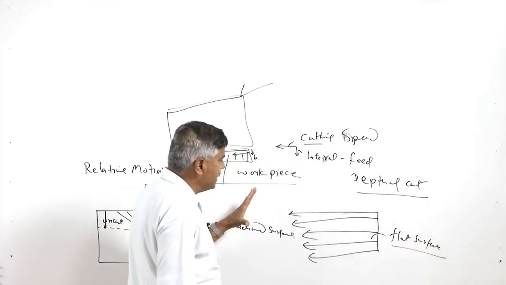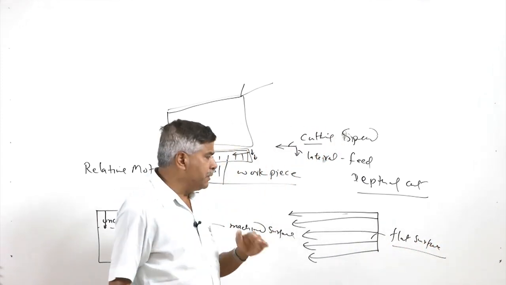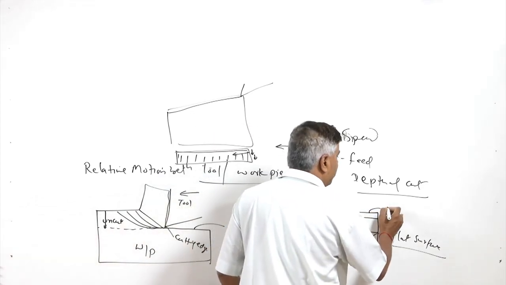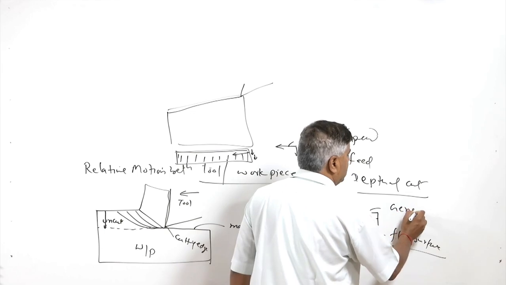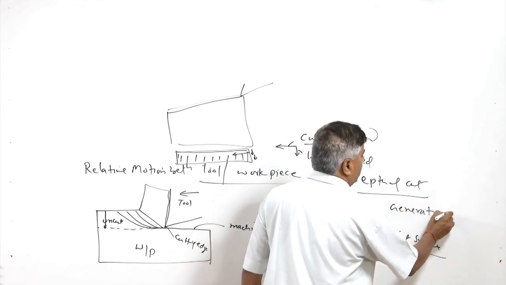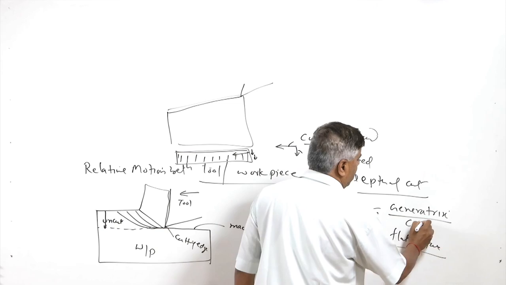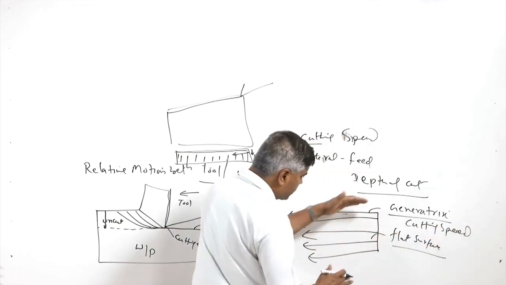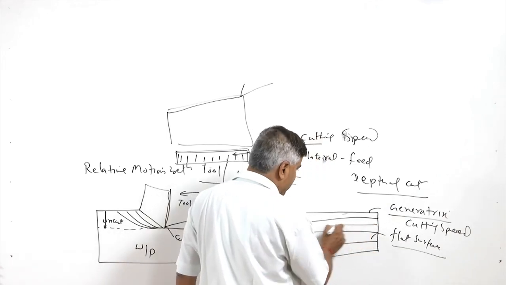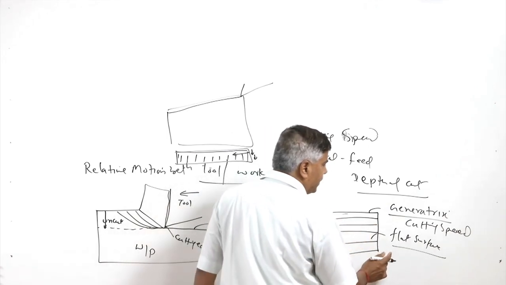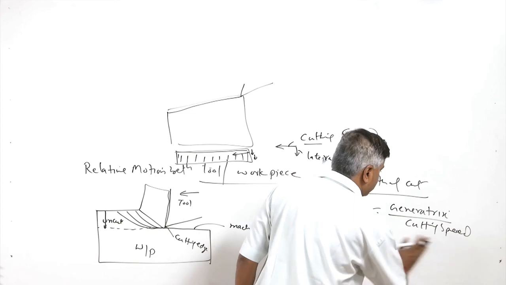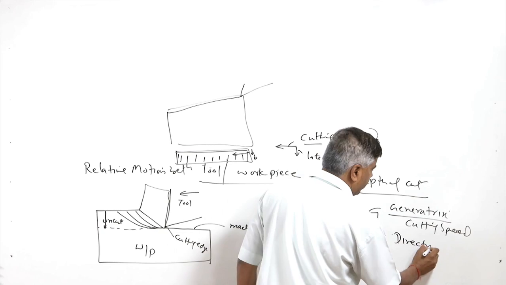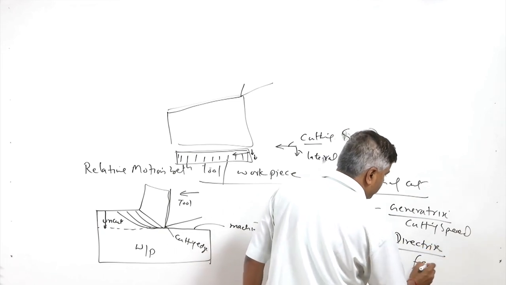So, if we see here, the movement between the tool and workpiece which is generating a shape is called generatrix, and this happens due to the cutting speed, while the lateral movement, because of which the entire surface area is being covered, is called directrix. This is termed as feed.